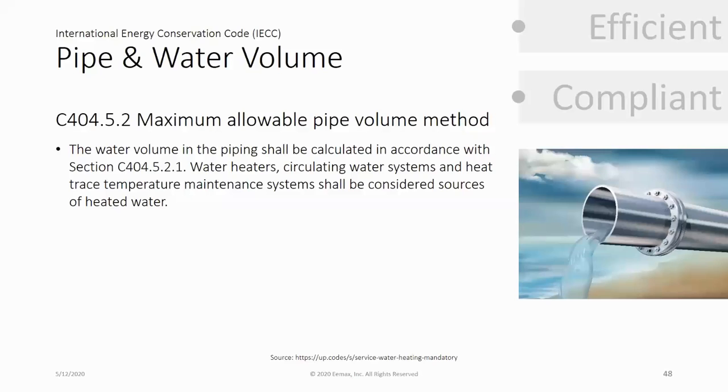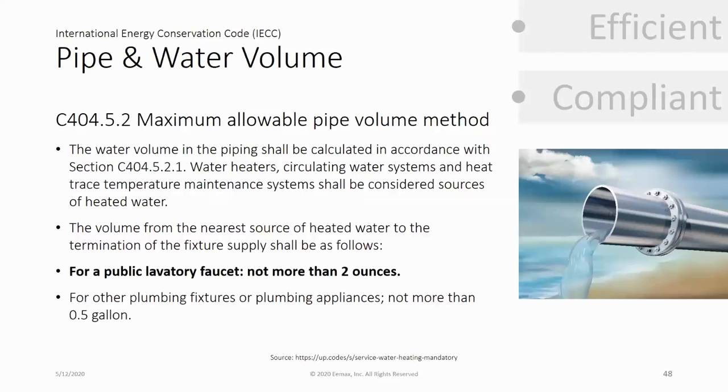Now, what this defines is the maximum amount of water that could be between your heated water supply and the termination of your fixture. Heated water supply could be a water heater, a circulation system, or a heat trace maintenance system. So if there's any area for confusion in the code, it's going to be what's considered a heated supply. But for a public lavatory, that supply volume cannot exceed 2 ounces of water for a public hand washing facility. 2 ounces of water between your heated source and the termination of your fixture. All other plumbing fixtures can be up to a half gallon.